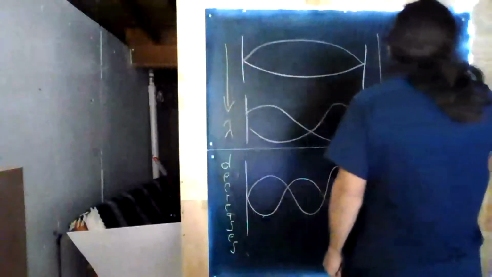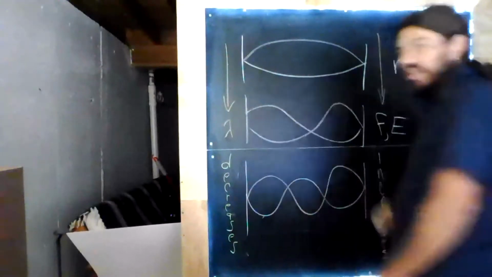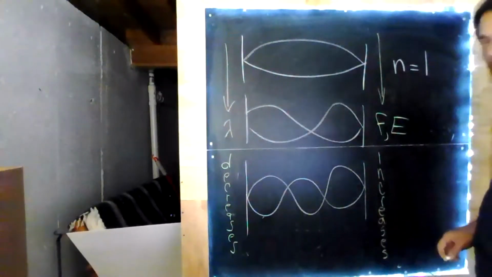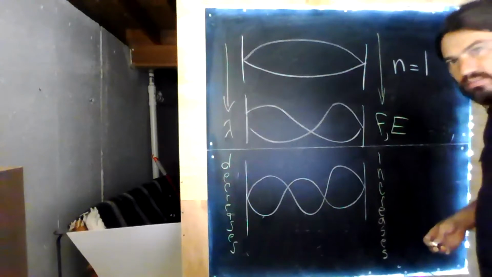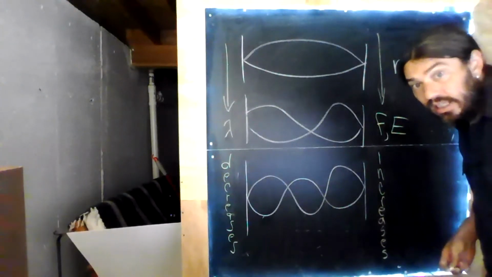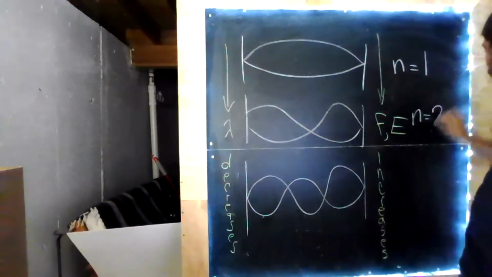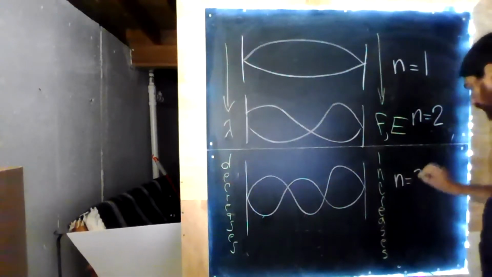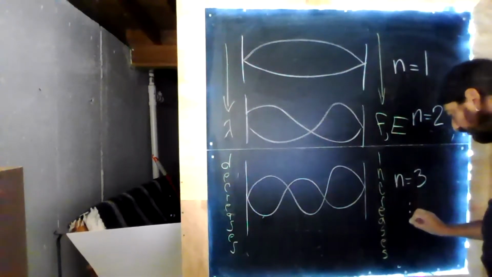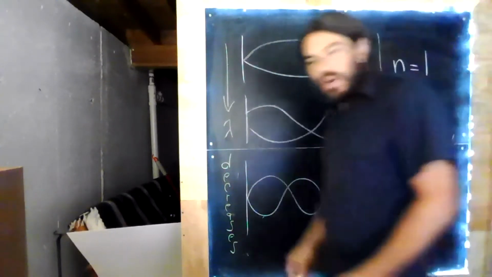This would be the n equals 1 energy level. I called it the 1-lumper. That works too. It's a little more physicsy to call it the n equals 1 energy level. This is the n equals 2, and this is the n equals 3, and so on. We could keep going.